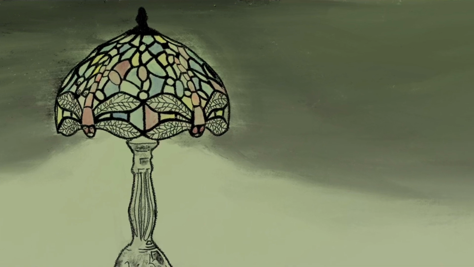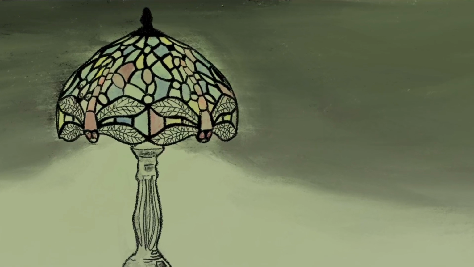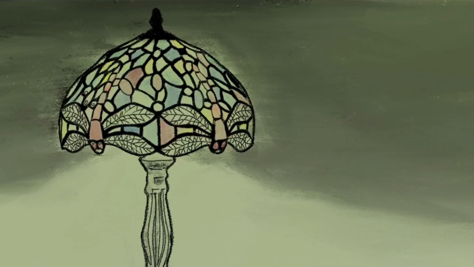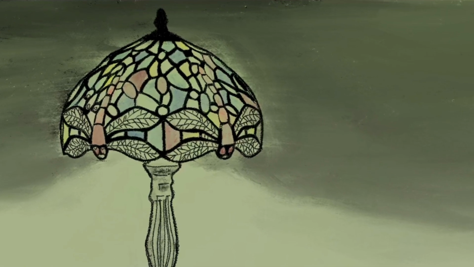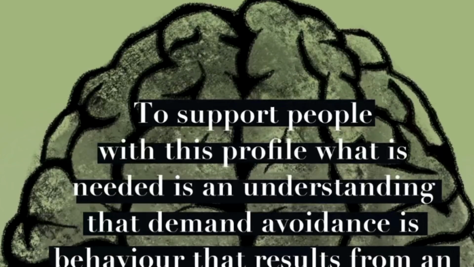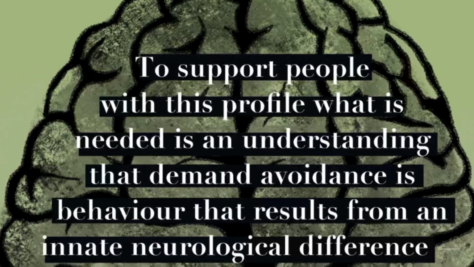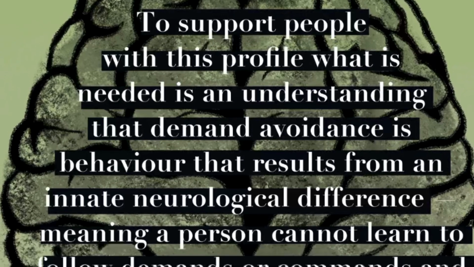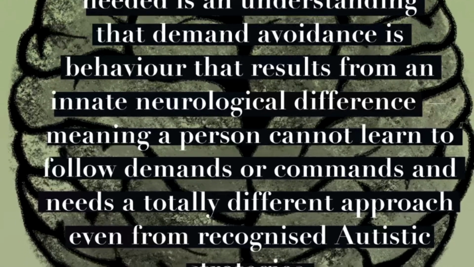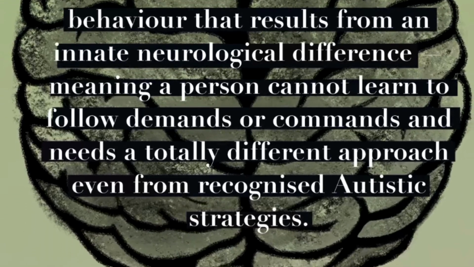Those around them need to consider that demands, commands, expectations, rules, and traditional discipline are all triggers for anxiety-driven avoidant behavior. To support people with this profile, what is needed is an understanding that demand avoidance is behavior that results from an innate neurological difference, meaning a person cannot learn to follow demands or commands and needs a totally different approach even from recognized autistic strategies.